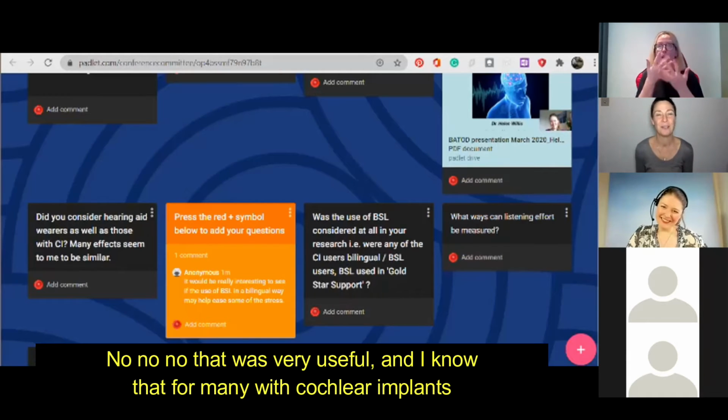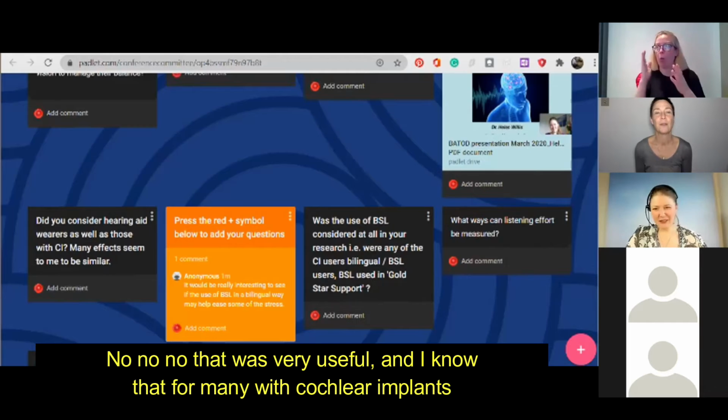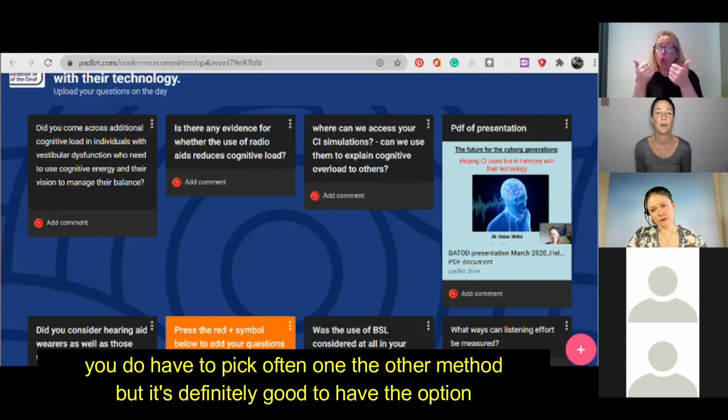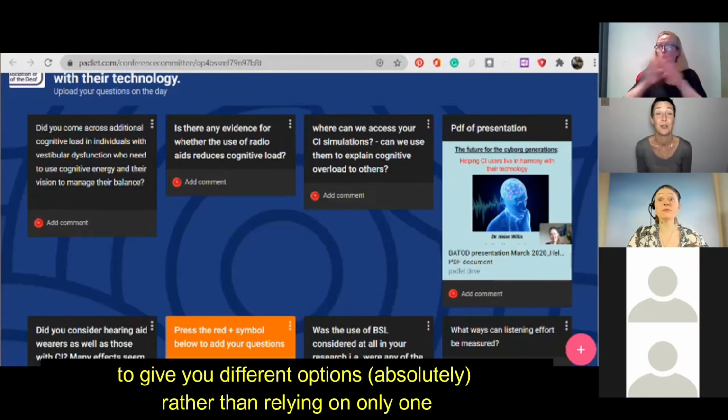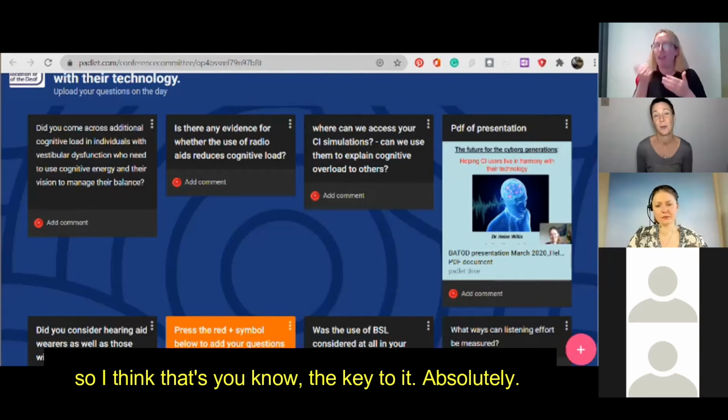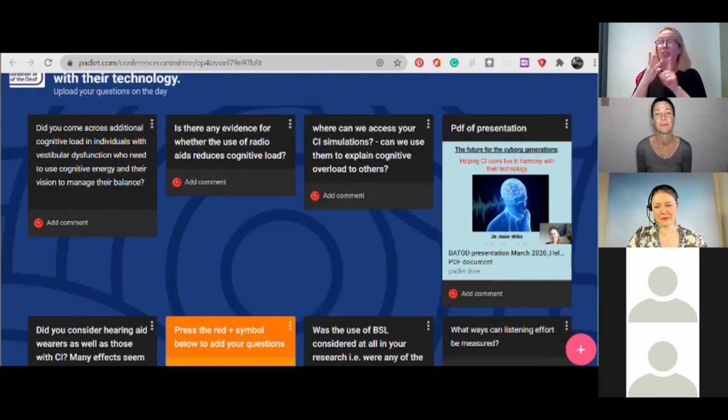No, that was very useful. And I know that for many people with cochlear implants, you do often have to pick one or the other method, but it's definitely good to have the option, to give you those different options. Absolutely. Rather than relying only on one, so I think that's the key to it. Absolutely. So, a lovely answer.